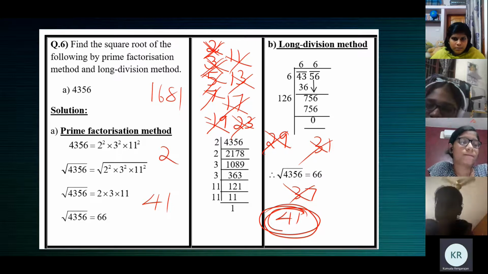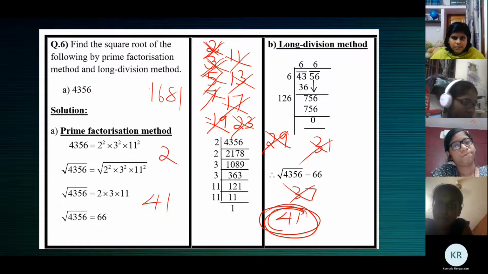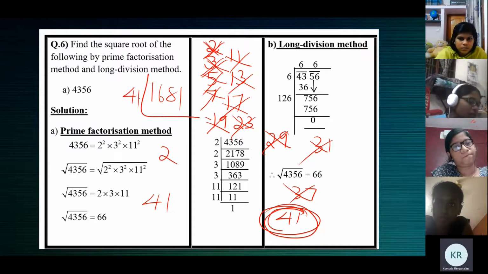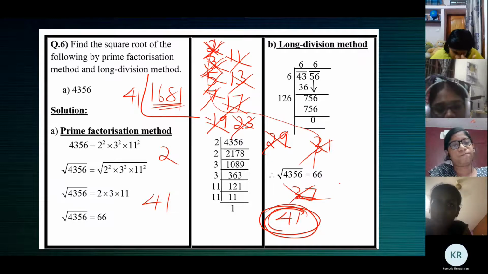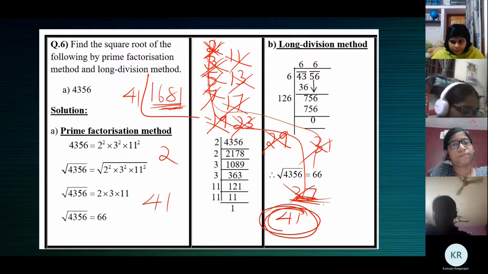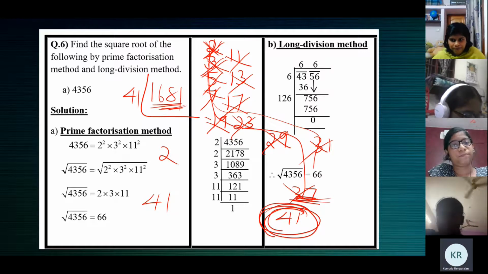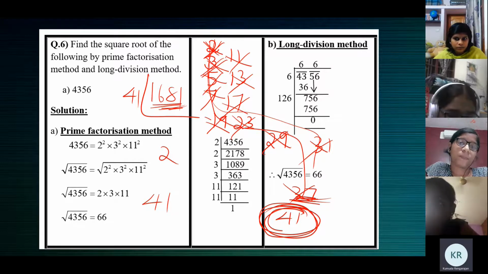1681, remember in your homework? Why did we write 41? Because 1681 is not divisible by any of these prime numbers till 37. It's divisible only by 41. 1681 is a product of 41 and 41.